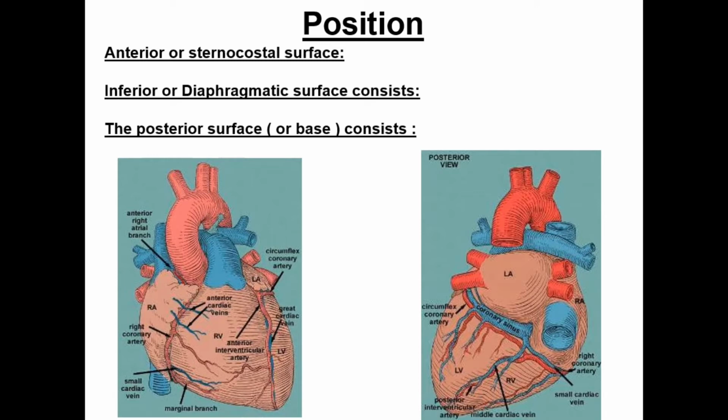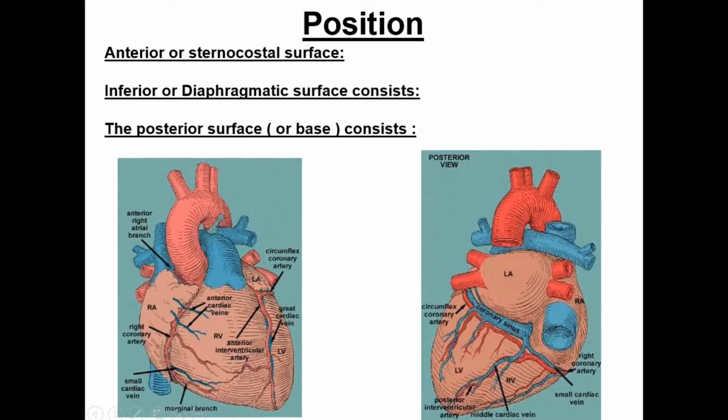The anterior or the sternocostal surface, inferior or diaphragmatic surface, posterior surface. These are the surfaces of the heart. The anterior or sternocostal surface consists of the right atrium. You can see here, this is the right atrium. The atrioventricular groove. Right ventricle with a narrow strip of the left ventricle.